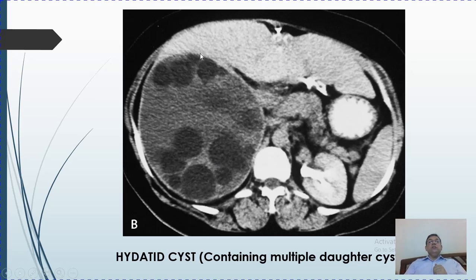And if you look at the size, see the whole of the right lobe of the liver is gone. It's replaced by this huge hydatid cyst, and it would definitely be causing obstruction to the biliary outflow as well.